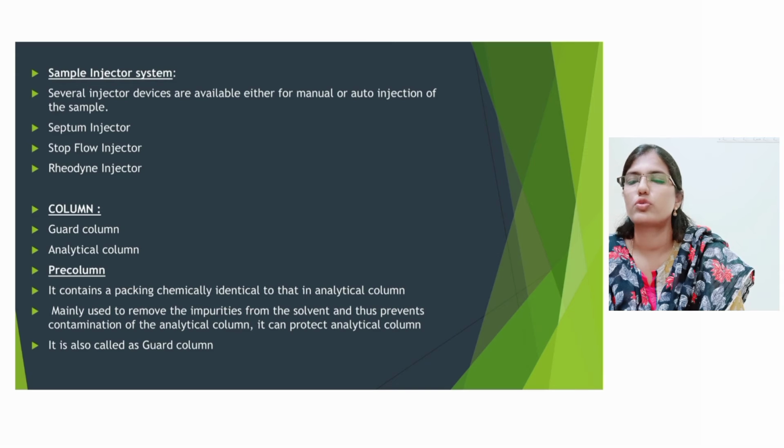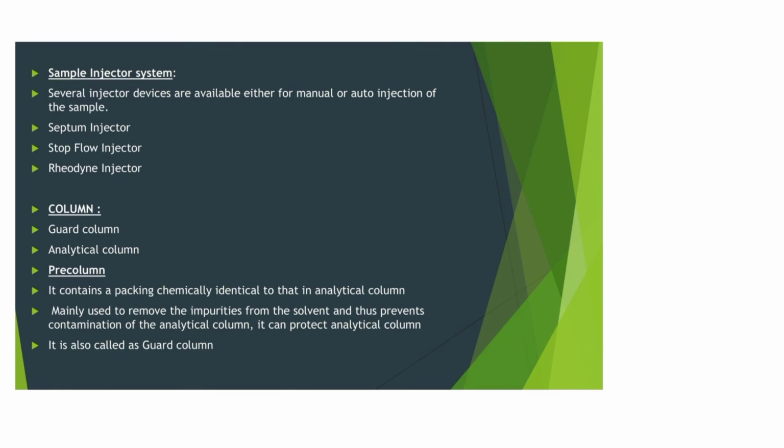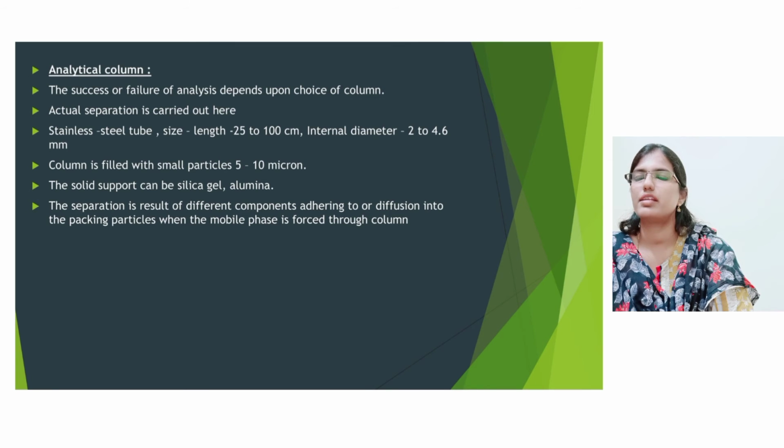Pre-column, which is also known as a guard column, contains a packing chemically identical to that in the analytical column. It is mainly used to remove the impurities from the solvent and thus prevents contamination of the analytical column. It can protect the analytical column, that's why it is also called a guard column. And the next one is analytical column.